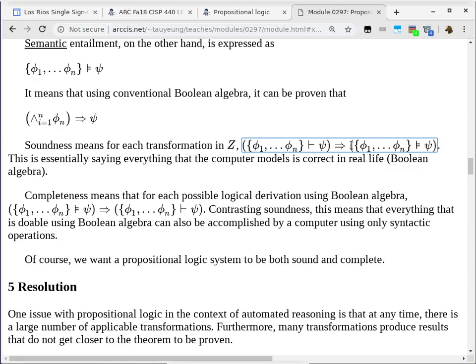Now, just being sound is not enough because it may not be complete. There are certain things that you can do, but the computer cannot do. Okay? So that's why we also need completeness, because what completeness is implying is this statement here. Let me highlight that. This part means if you can prove something by hand, the computer should be able to do it as well. And one does not imply the other one, and we want both in order for a propositional logic system to be useful.